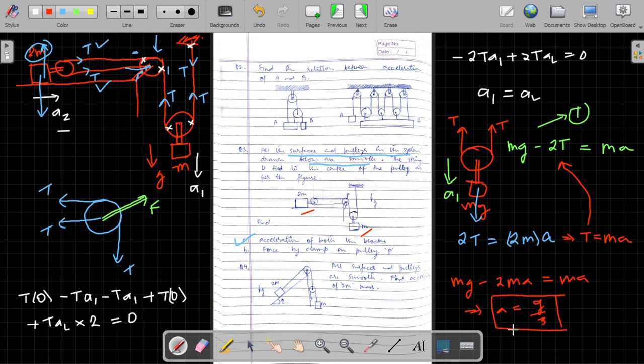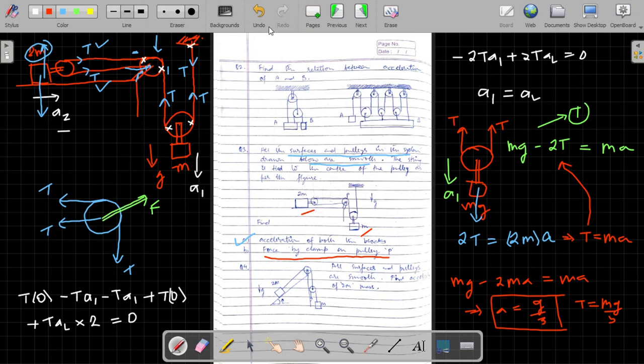So this is the first part of the question. The second part of the question says, what is the force exerted by the clamp on the pulley? So tension T, what would be the value of tension T? That is ma, or when we substitute ma, we would get mg by 3. So that is the value of tension.